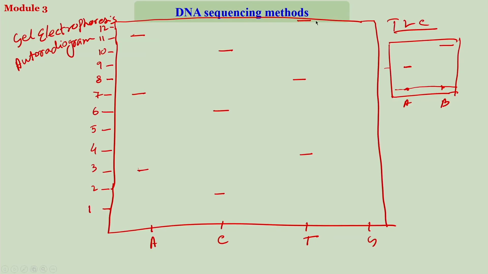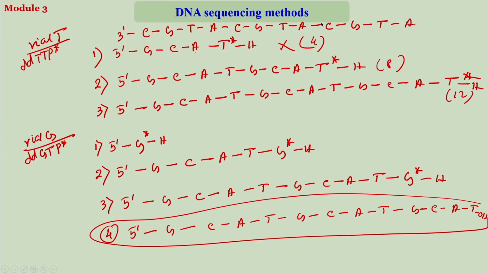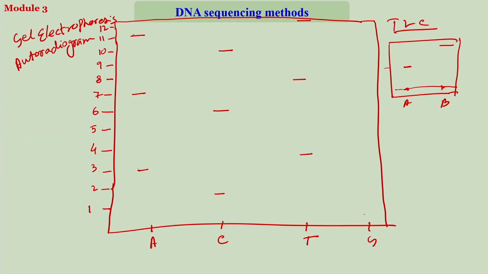Quickly for the G, you have 1, 5 and 9. This is your data, this is your result.